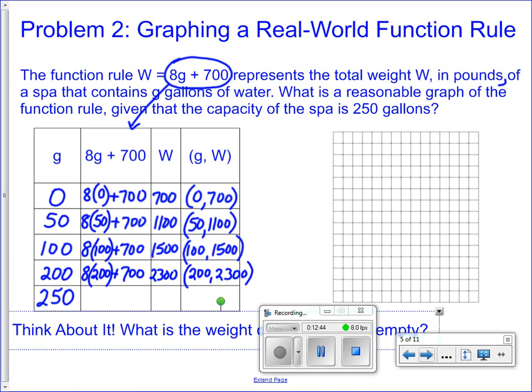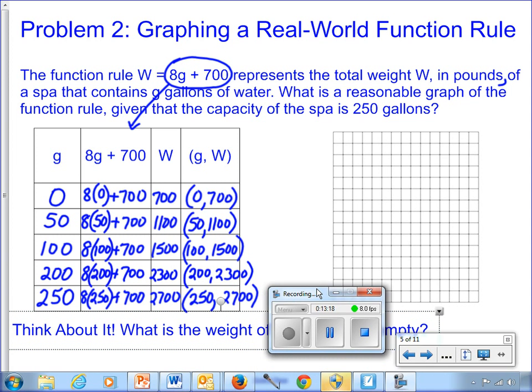And finally, my last one, 250. 8 times 250 would be 2,000, plus 700 would be 2,700. And so I have the ordered pair 250 and 2,700. Okay? All right, now we're going to do our graph.